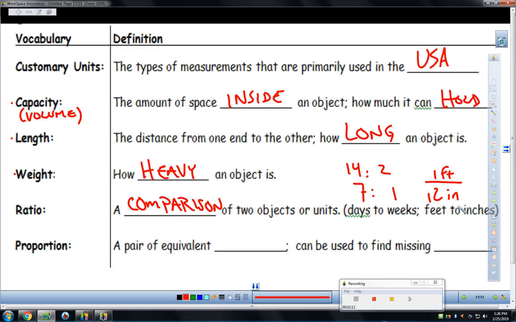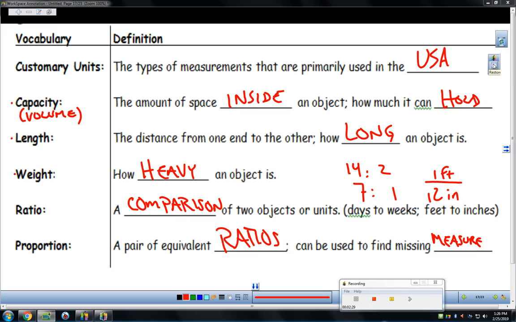A proportion is a pair of equivalent ratios, which can be used to find missing measurements.